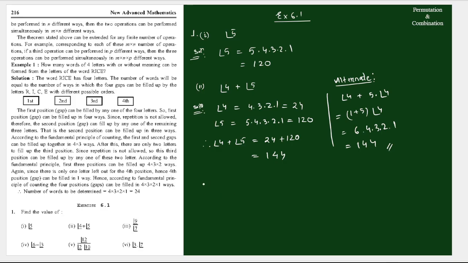Let's come to question number 3. Factorial 9 by factorial 7. So reduce 9 factorial up to factorial 7. The 7 factorials cancel, leaving 9 into 8, which is 72.